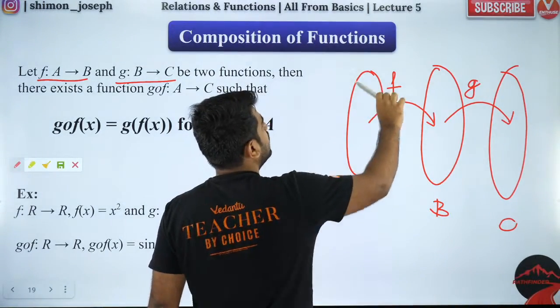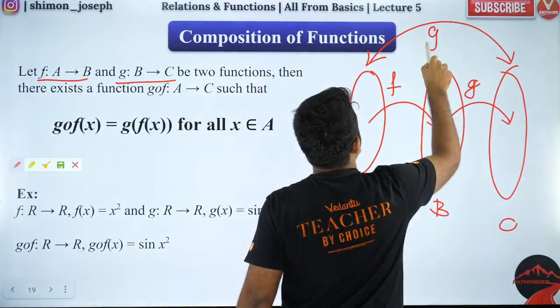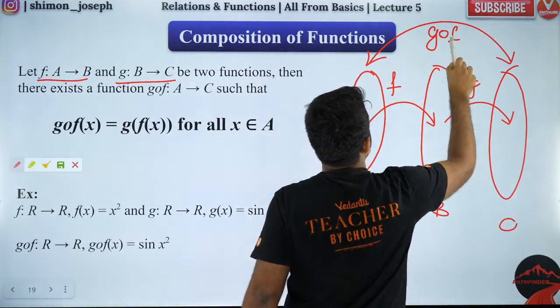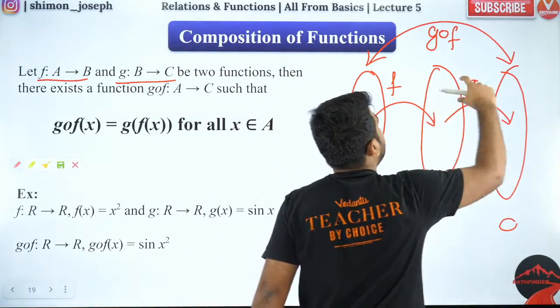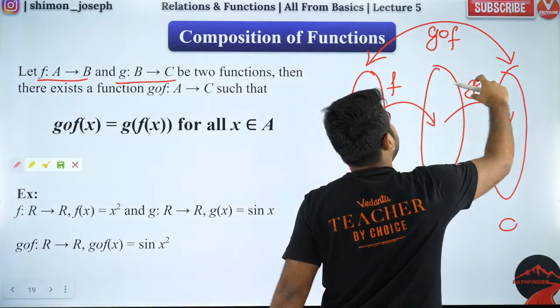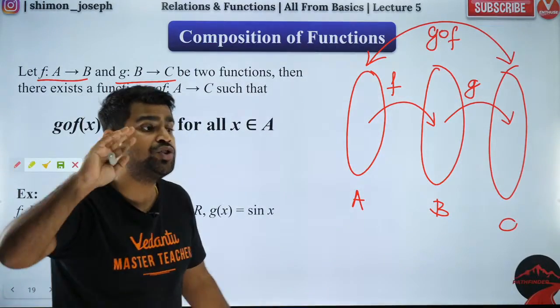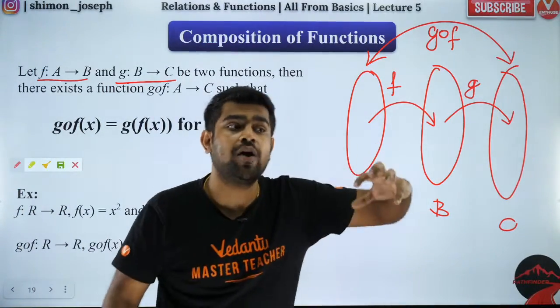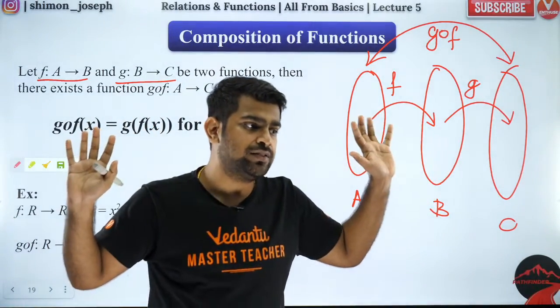So what is the complete function from here to here? That will be g of f. Did you all get it? Because whatever function f takes, I am putting it inside g. So it is g of f of x. Are you all clear with it? So you should be able to find out what is g of f and what is f of g. Very important. Are you all clear?